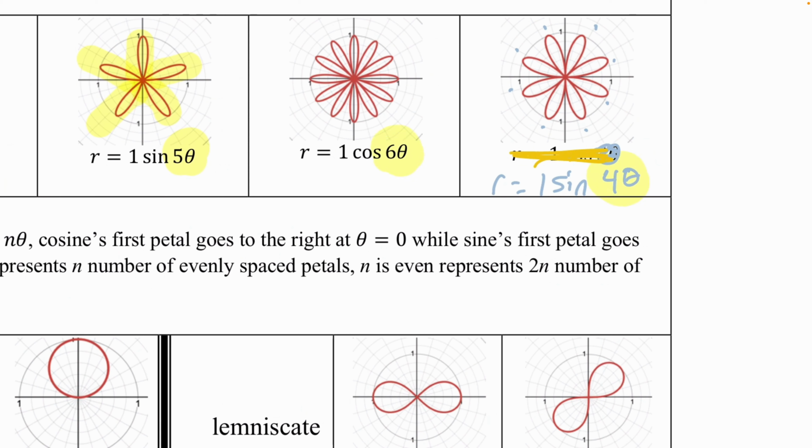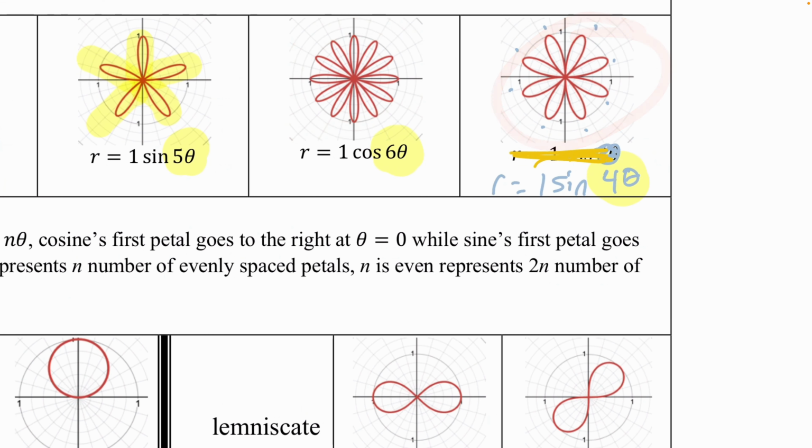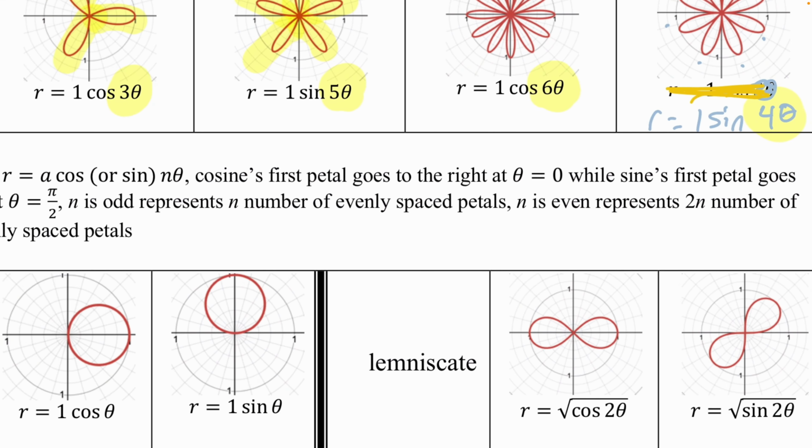Now, if the number's even, that's more interesting, because if the number is even, then that doesn't mean that we have that many petals. It means we double that. So you can actually see that with 6 theta, we have 12 petals, if you would count all those, and 4 theta, we have 8 petals. So that's the first thing to know.